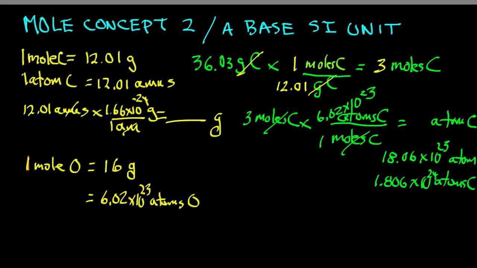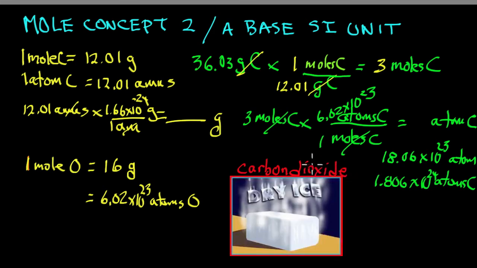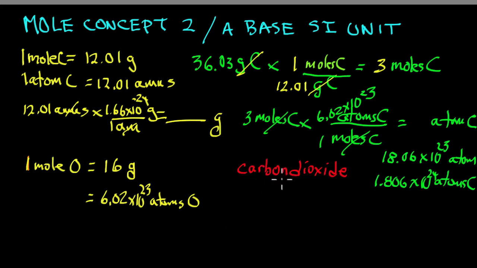And let's put it all together. Let's take the carbon and oxygen, and make a very common compound, carbon dioxide. In a solid form, it's called dry ice. It's the primary compound in respiration of animals.